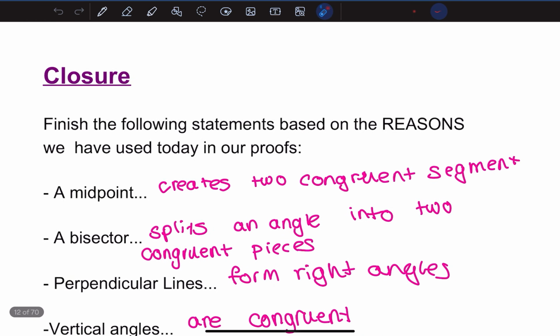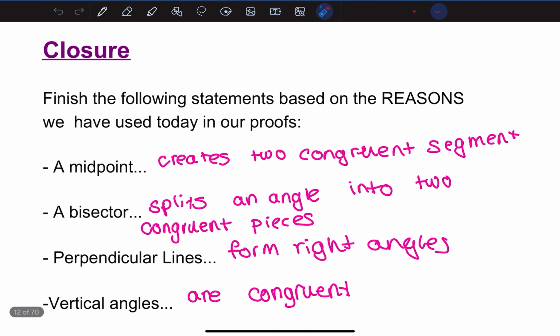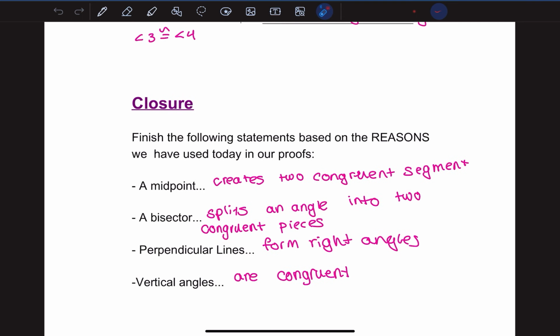Now, just to summarize what we went through, some of the most important vocabulary. A midpoint creates two congruent segments. So when you have a midpoint, you can state that these two pieces are congruent. A bisector splits an angle or a segment into two congruent pieces. Perpendicular lines form right angles, and vertical angles are congruent. This is the basics that we are going to build off of as we move further into the unit.